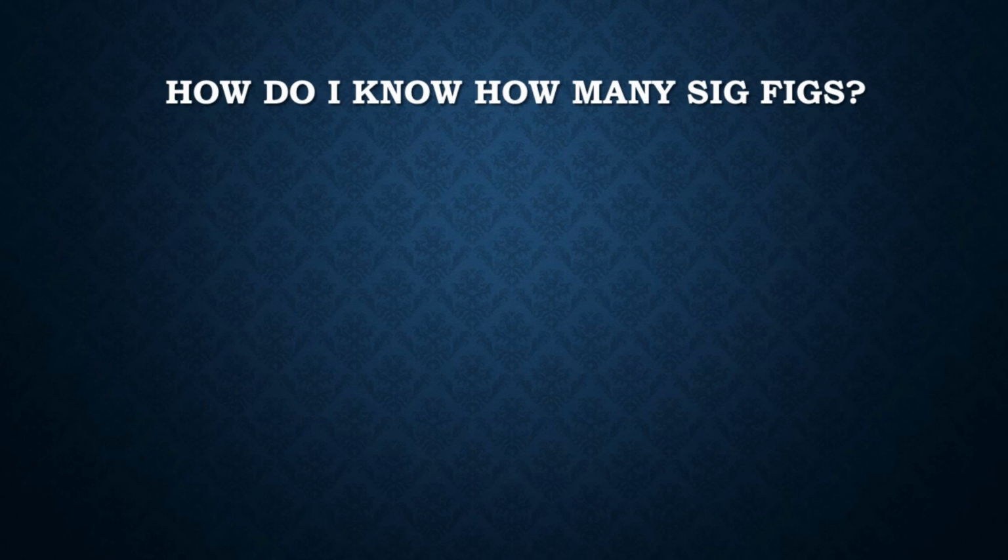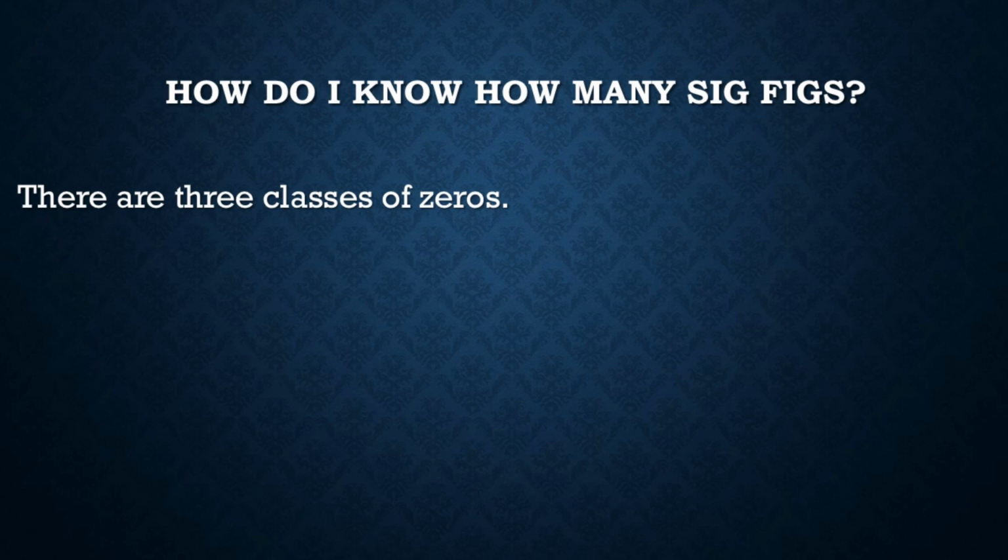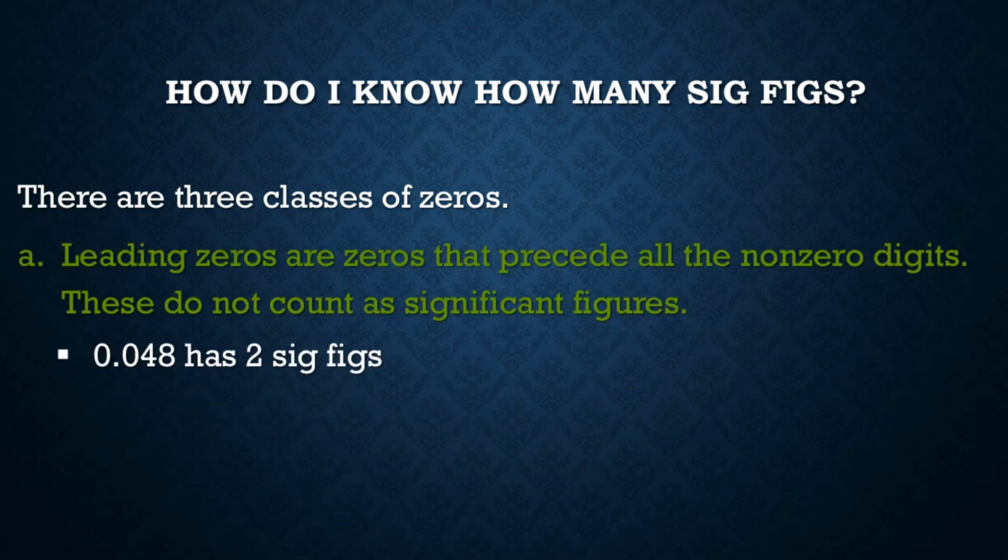How do I know how many significant figures? There are 3 classes of zeros. First, leading zeros are zeros that precede all the non-zero digits. These do not count as significant figures. 0.048 has two significant figures.